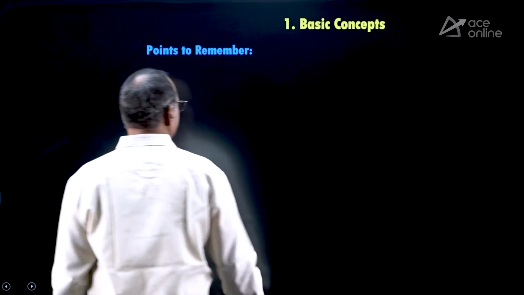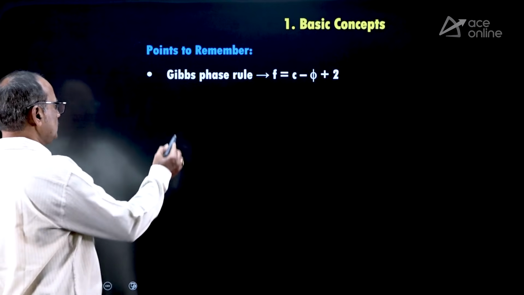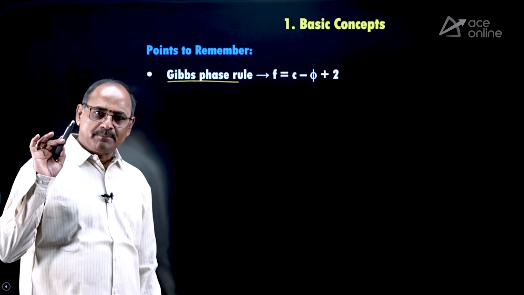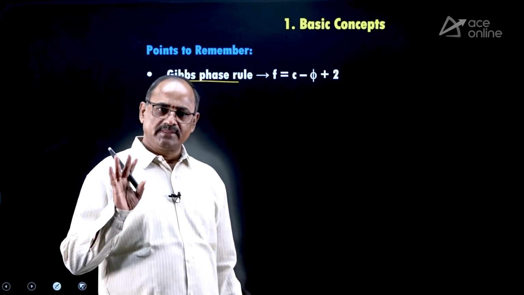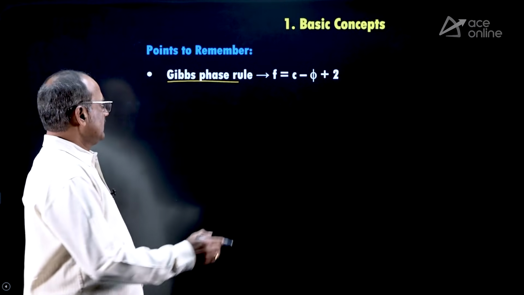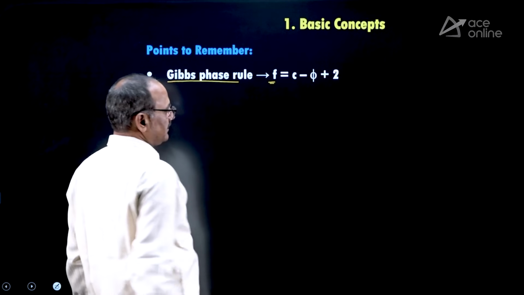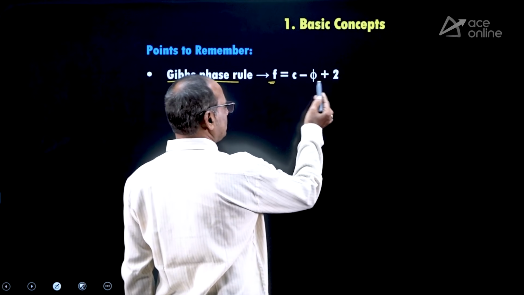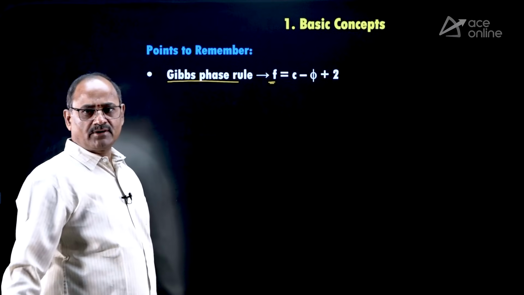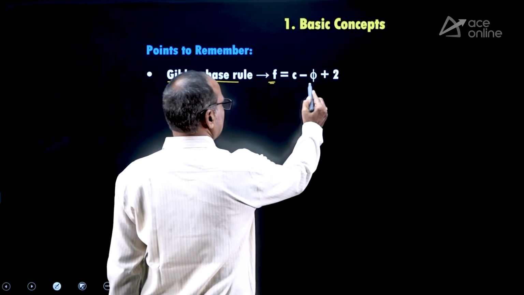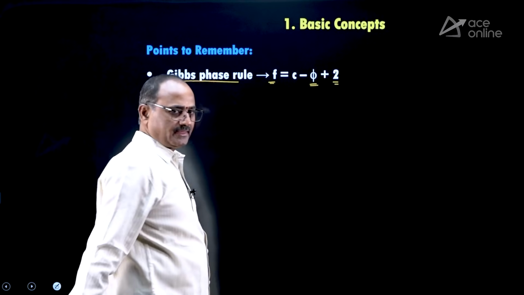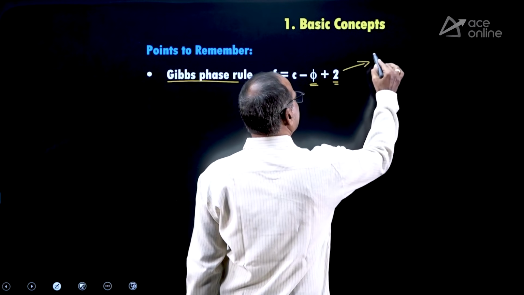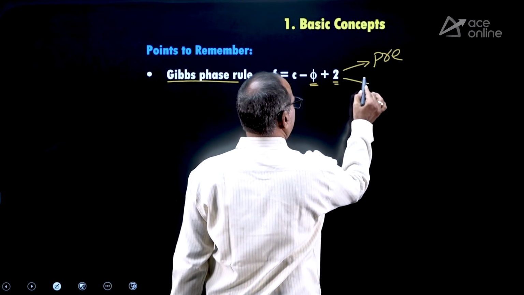Under the basic concepts, important formulas like the Gibbs phase rule. The Gibbs phase rule is used for deciding the number of pieces of information required to fix the thermodynamic state of the system. F equal to C minus phi plus 2, where C equal to number of components, phi equal to number of phases, and 2 represents the number of basic intensive properties, namely one is pressure and the other one is temperature.